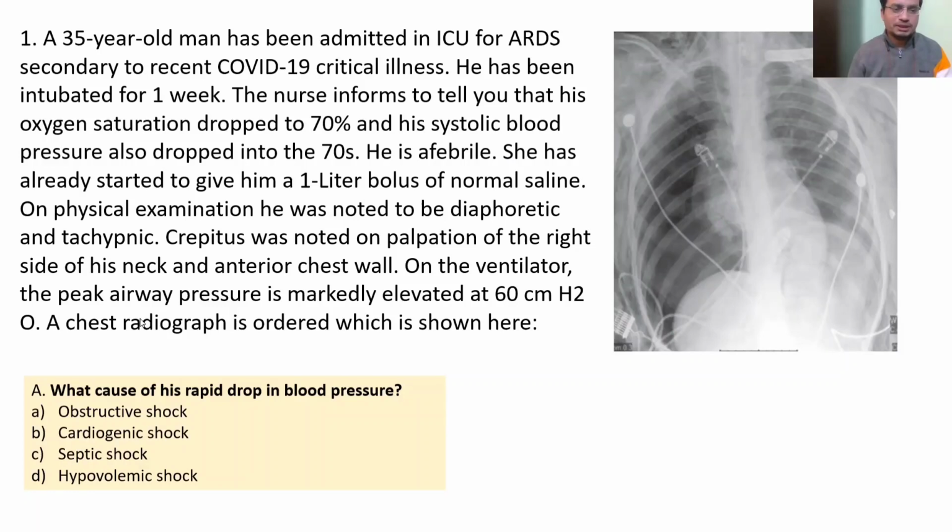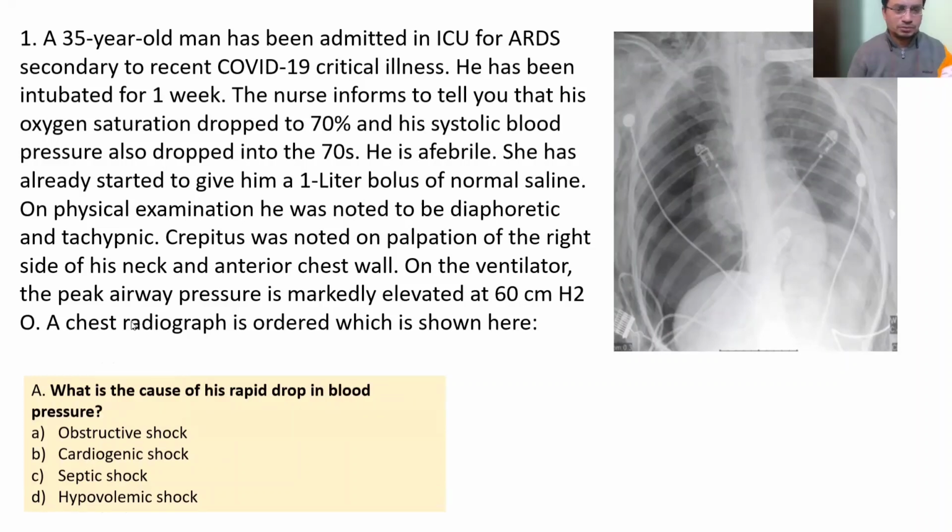On the ventilator, the peak airway pressure is markedly elevated at 60 centimeter of water. A chest radiograph is ordered, which is shown over here. So what is the cause of his rapid drop in blood pressure? A, obstructive shock, B, cardiogenic shock, C, septic shock, or D, hypovolemic shock.